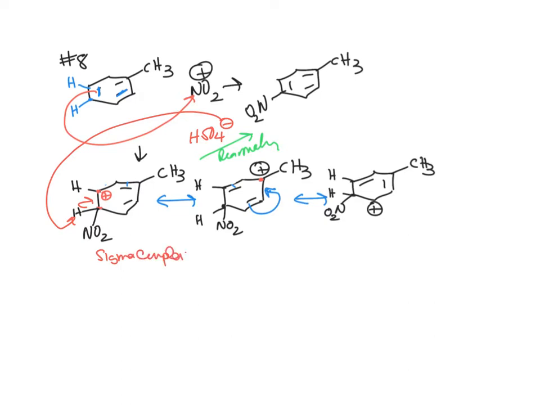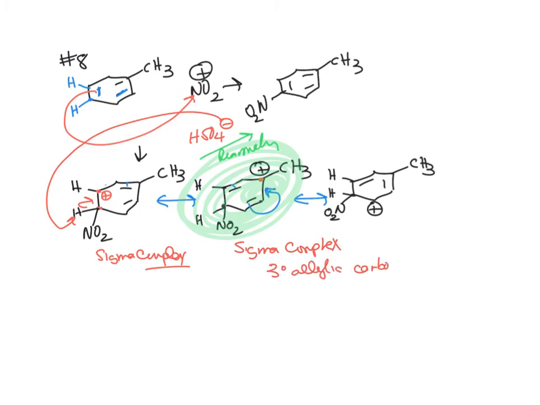Now, the para cationic, let's just call it the para sigma complex, is very close in potential energy to the ortho intermediate in reaction 1. In what way are these two sets of resonance structures similar? What is similar is this structure right here. And you see that the sigma complex here has a tertiary allylic carbocation.